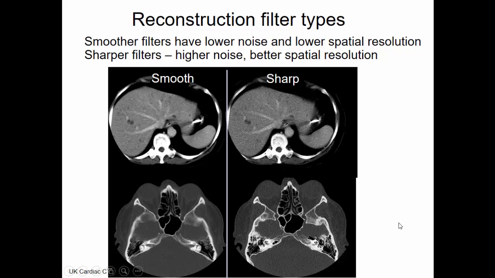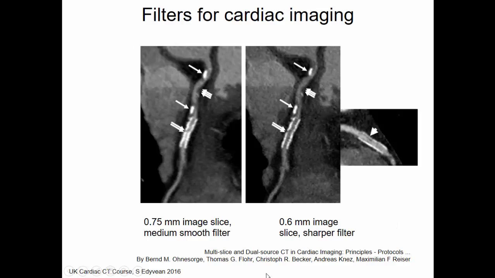And so for cardiac imaging, what are you going to do? Well, this is a very good paper. You might want to use some wider slices and a medium smooth filter, where you're looking at perhaps some of the soft tissue definition, but really if you're wanting to sharpen up some of your stents, then you'll be going for a sharper filter.